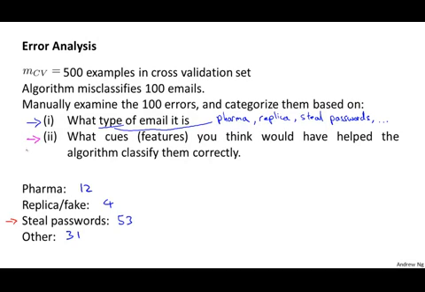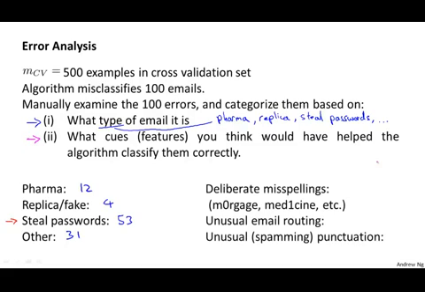And also, what I might do is look at what additional features might have helped the algorithm classify the emails. So let's say that some of our hypotheses about features that might help us classify emails better are trying to detect deliberate misspellings versus unusual email routing versus unusual, spammy punctuation, such as if people use a lot of exclamation marks. And once again, I would manually go through and let's say I find 5 cases of this and 16 of this and 32 of this and a bunch of other types of emails as well.